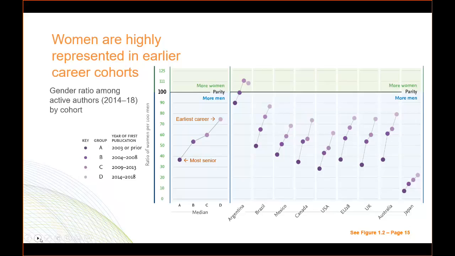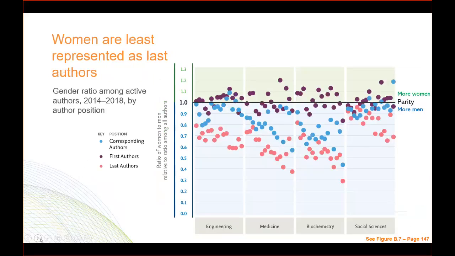The Scopus database also allowed us to examine representation by authorship position. We found that women are least represented as last authors, corresponding to women's lowest representation in senior cohorts.